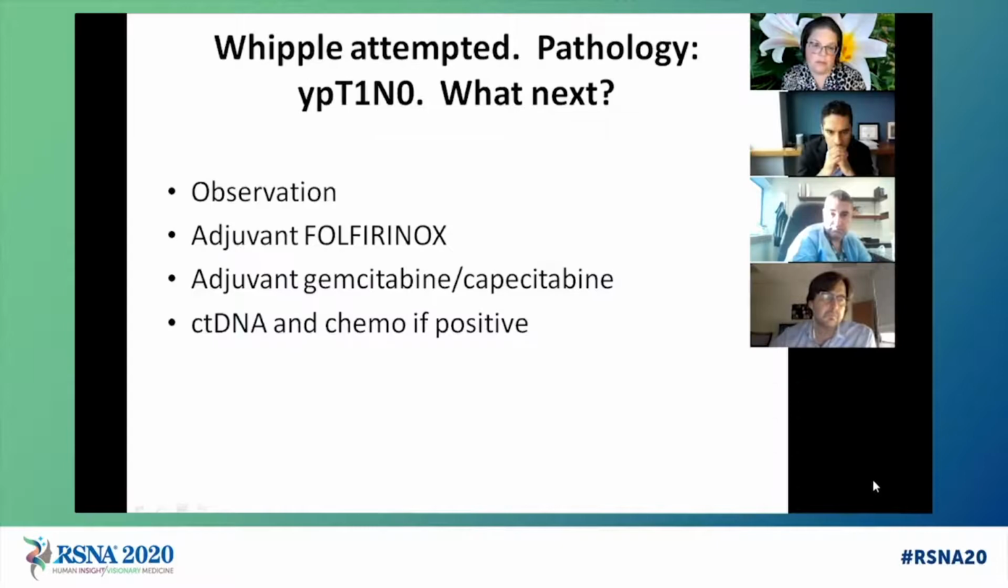So to that, the Whipple was attempted and performed. Pathology actually showed a ypT1N0 with negative margins. So what next? And I'm going to ask this to Dr. LeConte.